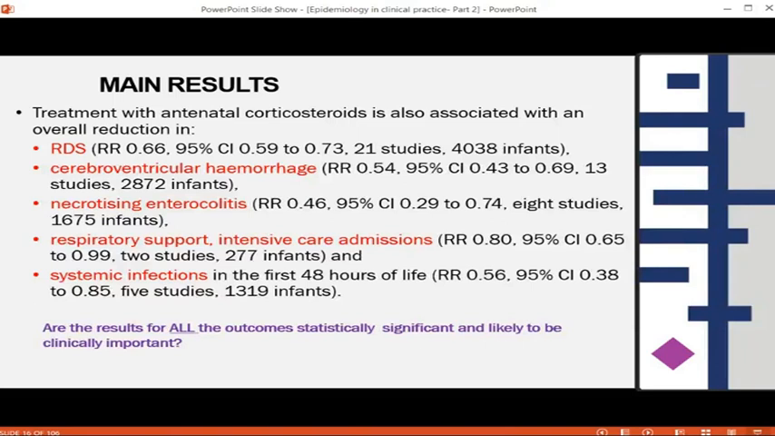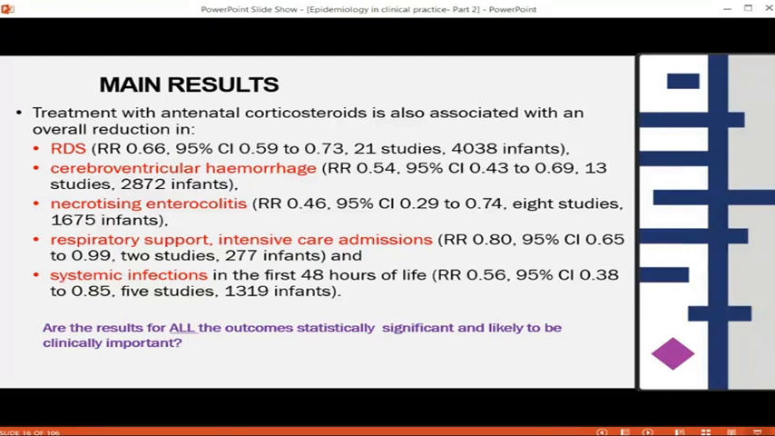Okay, let's take the first one, RDS. So the relative risk is 0.66. Now the first question we ask ourselves is, is respiratory distress syndrome a desirable or an undesirable outcome? Now you'll agree that it's an undesirable outcome. We don't want it. So for any undesirable outcome, a relative risk less than 1, like 0.66, suggests that the experimental intervention, which is in this case steroids, is better than the control, which is placebo, right? The steroids are better than placebo. That's the first thing we learned from the RR of 0.66.